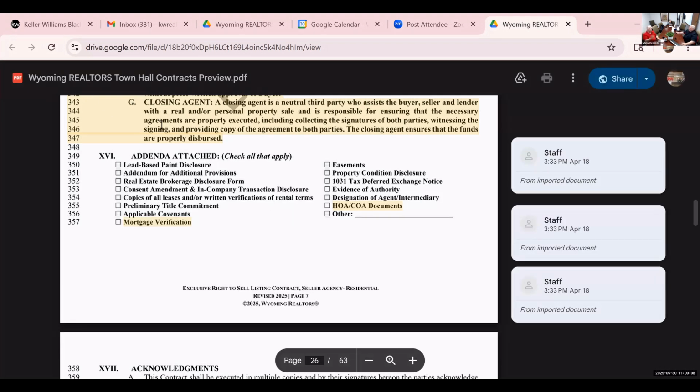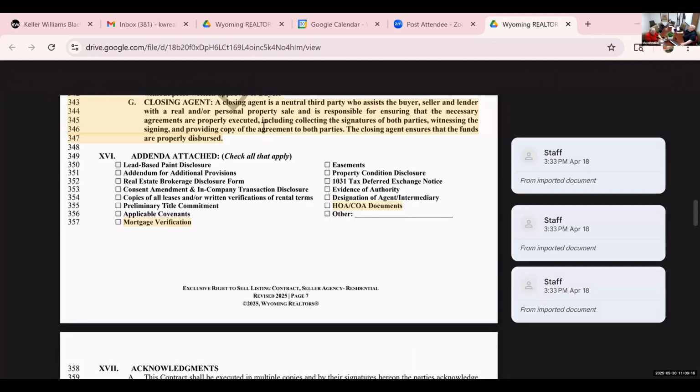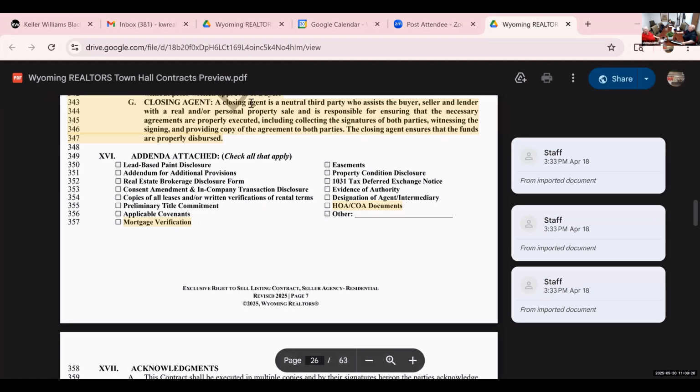That's basically putting you as a listing agent on notice that if they have a mortgage, you need to verify the conditions of it. Same thing as always, right? You're always doing a net sheet based on the information they give you. So that's how I do that.